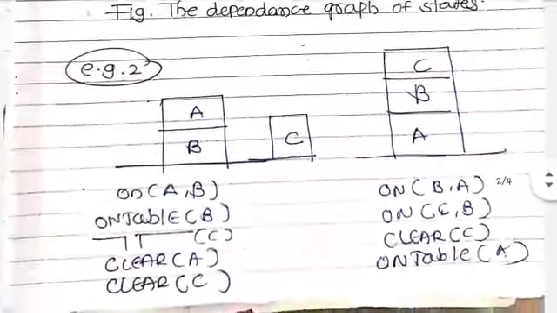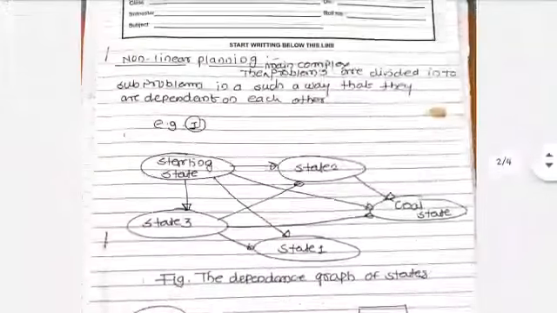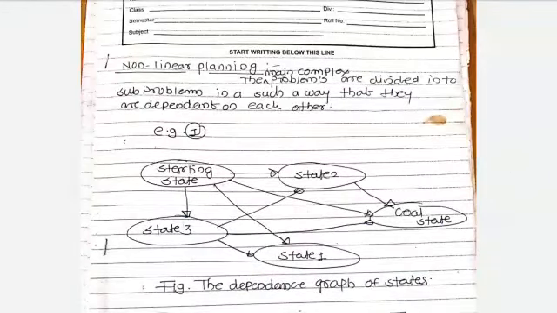So in this way we discussed the things related to non-linear planning. What is the concept of non-linear planning? The main complex problem is divided into sub-complex problems in such a way that the sub-problem tasks are dependent on each other.